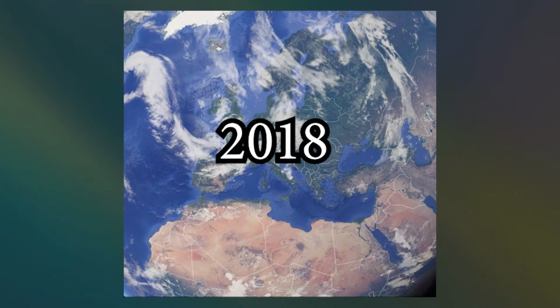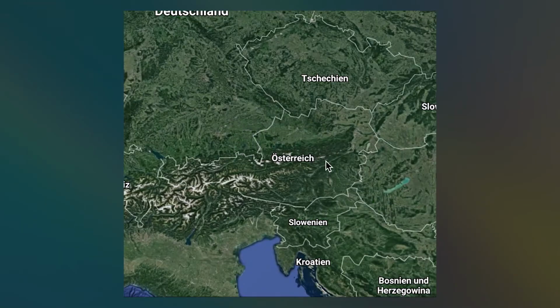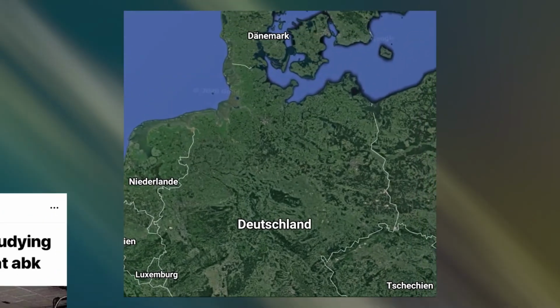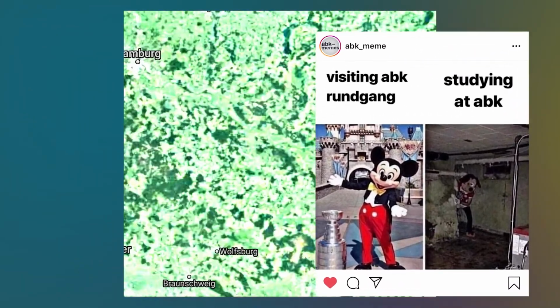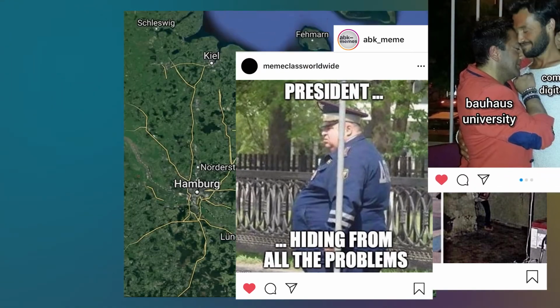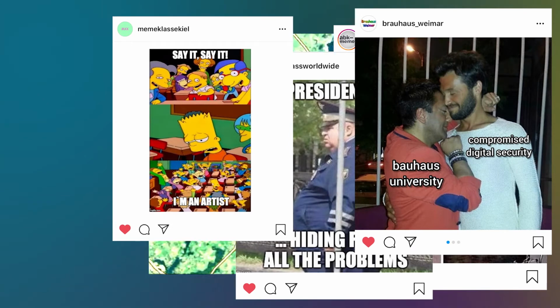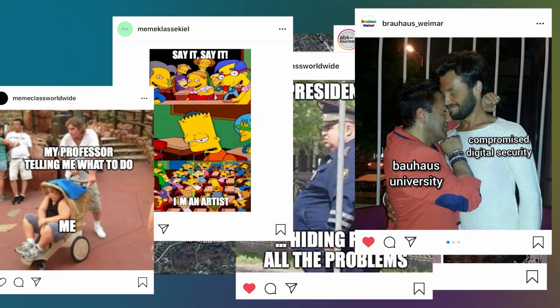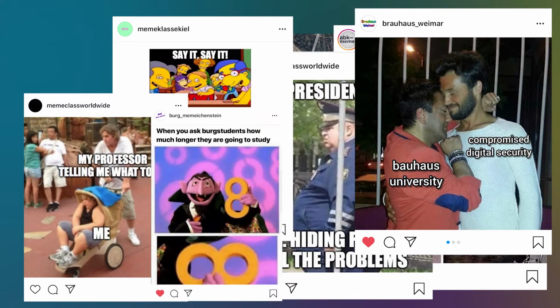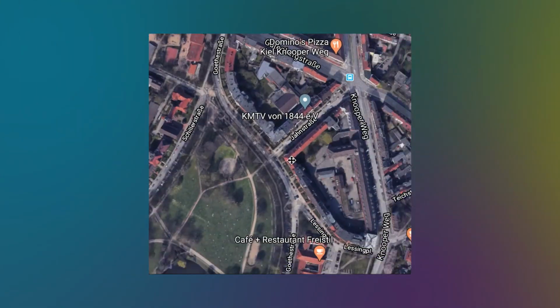In 2018, first critical meme accounts appeared at German art universities. Since then, students not only focus on the quality of their studies, but also point to political grievances within their own institutions. Some members of our class are pioneers of this meme revolution, not only by making memes, but by taking action, changing the university. This was a milestone for the meme class worldwide.